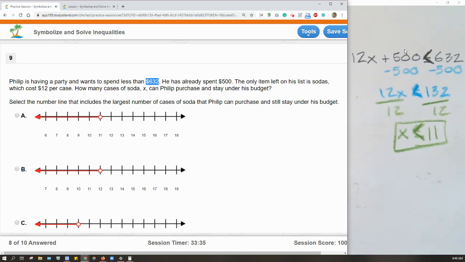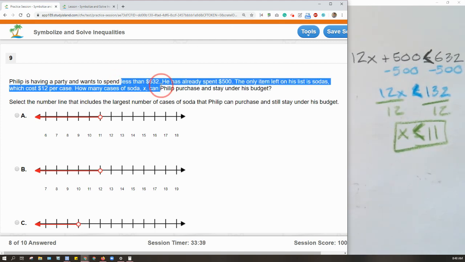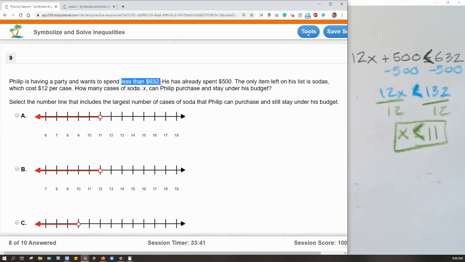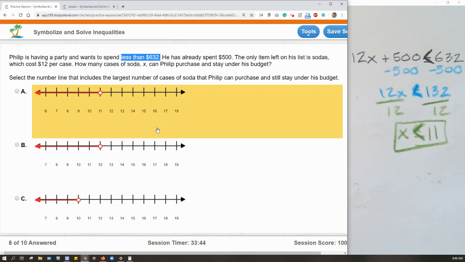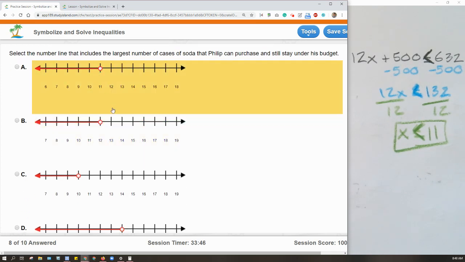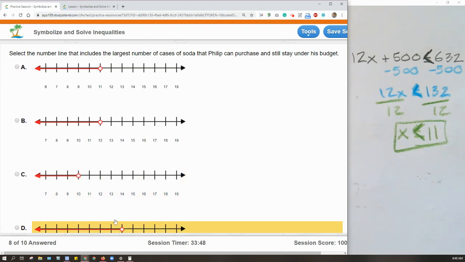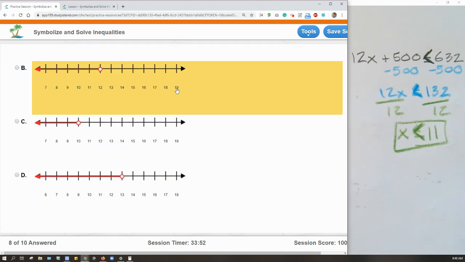So be careful, you're liable to make a mistake like I almost just did here. It says less than $632. So $632 is too much. So looking at all of our options, they're all appropriately designed. You have less than for all of these. Notice that none of the dots are filled in. So we're going to pick the one that says less than 11, which is A.